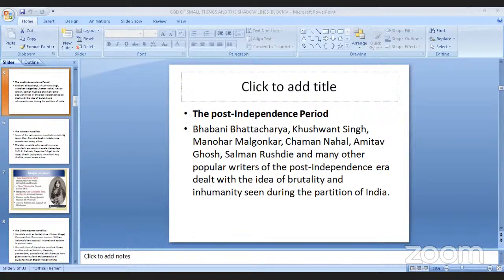Then we also have Chaman Nahal. He's another prominent writer. These are all post-independent writers. So this is how in the post-independent era, these were the prominent writers. Chaman Nahal has written books like My True Faces, Azadi, Into Another Dawn, and so on. In fact, Into Another Dawn highlights the encounter between East and West.